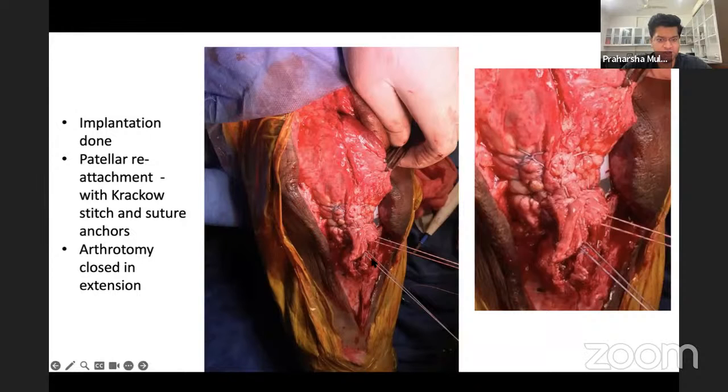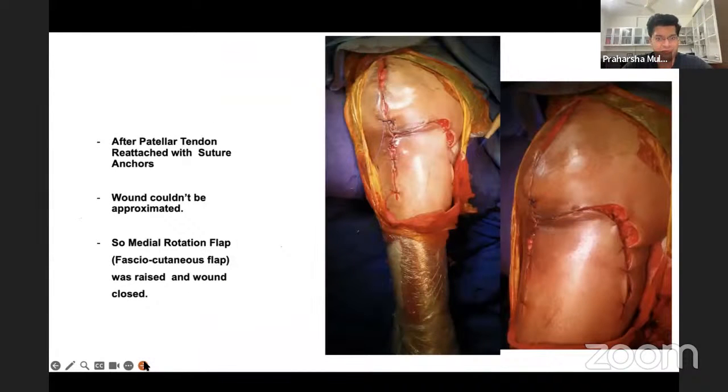And this is what we did. So you can see how it's being pulled from the bottom, and then it is being stabilized over there. And then we have put suture anchors into that position. And then the arthrotomy is preferably closed in extension, protect it for 1 to 2 weeks. And then you can start gradual range of movement without any excessive load.